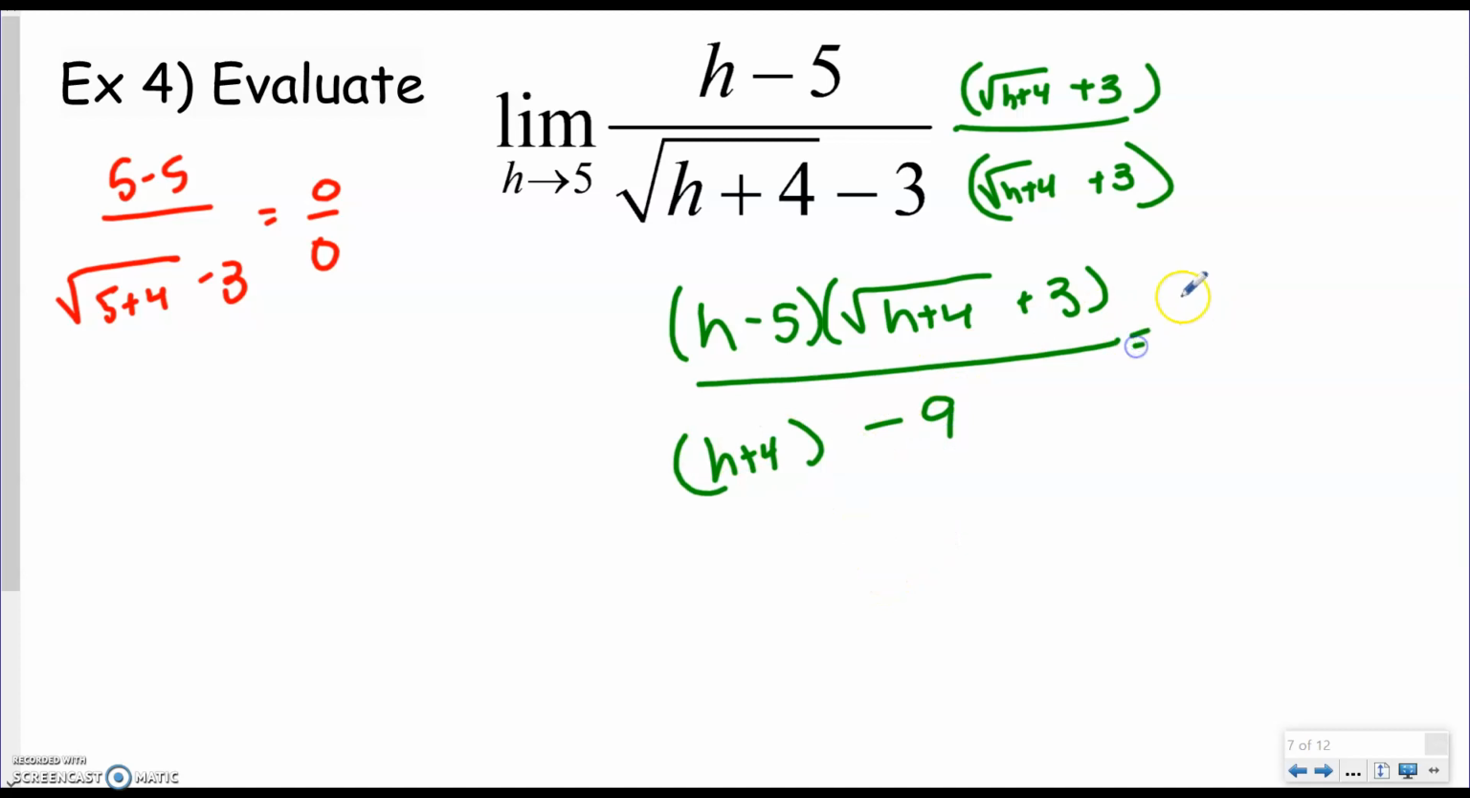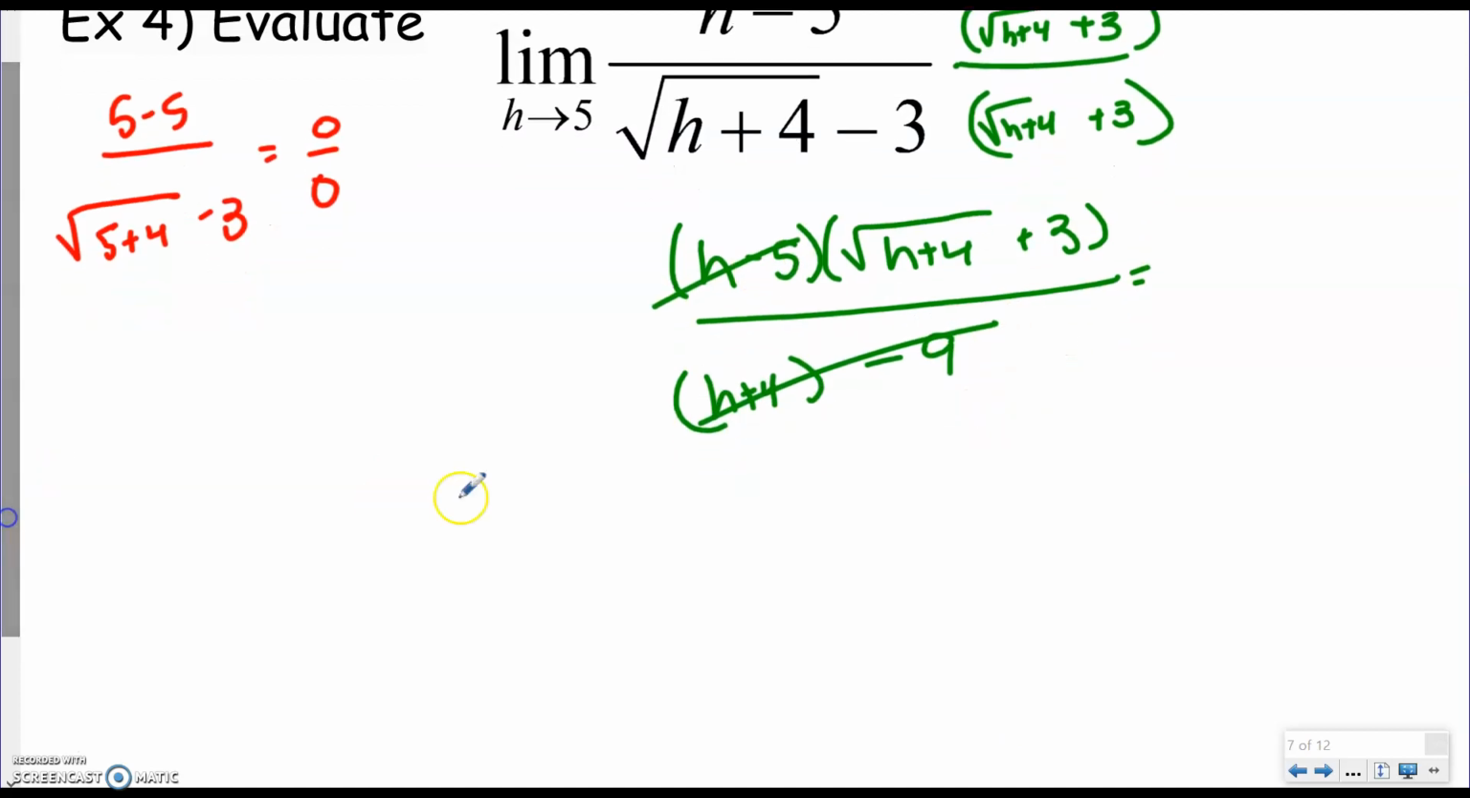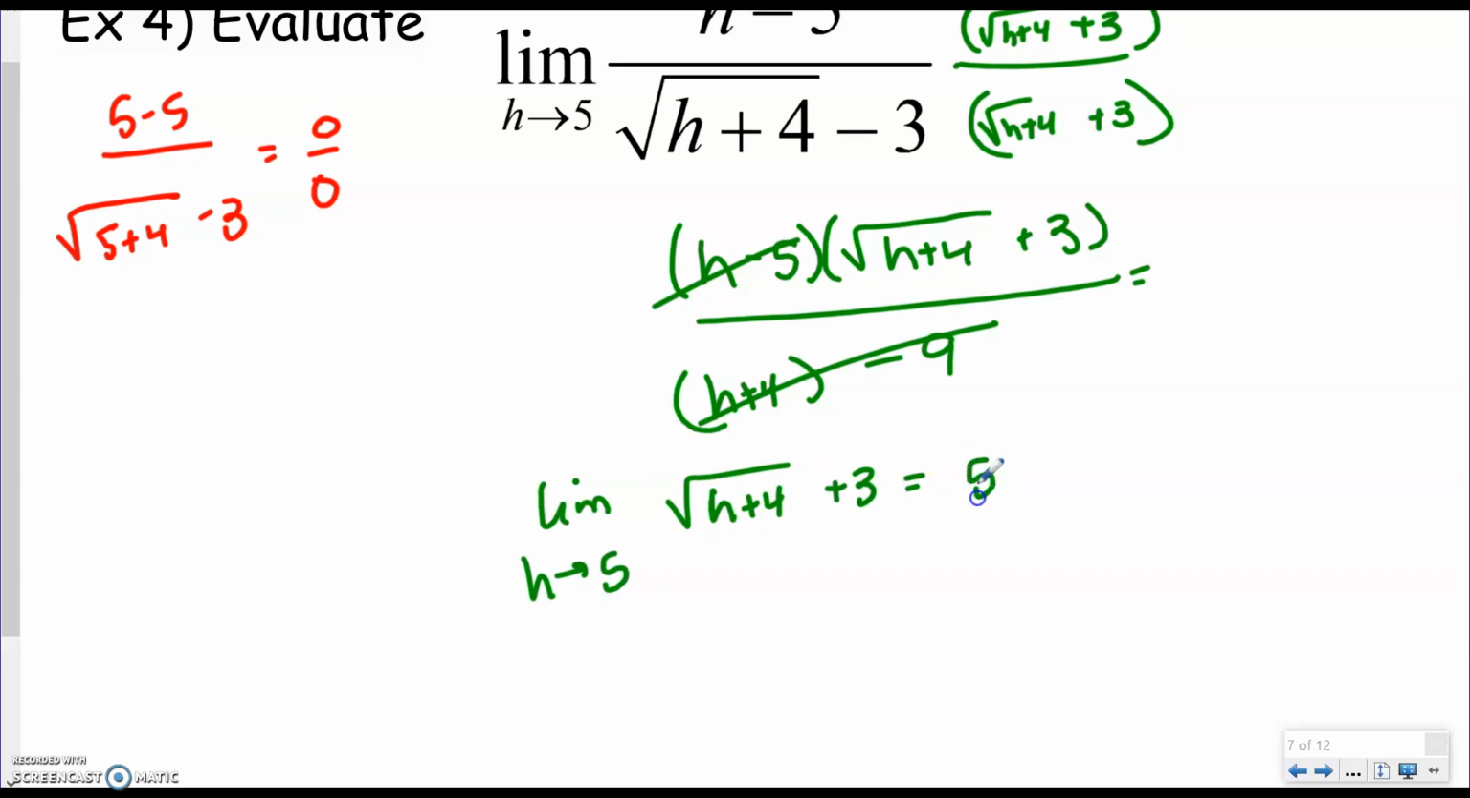And when I simplify that, I end up with this canceling here. So I'm really going to find just the limit as h approaches 5 of the square root of h plus 4 plus 3. So when I substitute 5 plus 4 inside my square root and then plus 3 gives me 6.